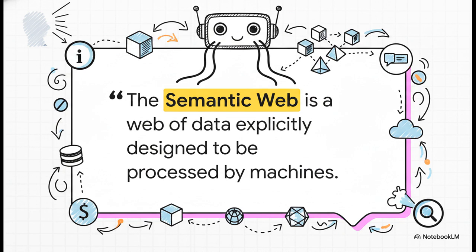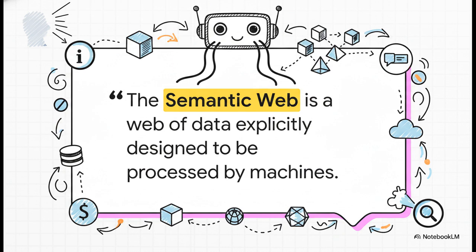The main pioneer of this huge vision was Tim Berners-Lee. He imagined transforming the entire web from a chaotic pile of unstructured documents into a cohesive web of data explicitly designed to be processed by machines. Just imagine a world where previously isolated pieces of information are suddenly connected through linked data using unique uniform resource identifiers. It was a massive technological revolution.